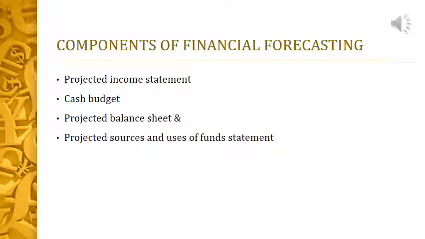Now, what are the components of financial forecasting, meaning what are the things that a company needs while doing financial forecasting? They are the projected income statement, cash budget, projected balance sheet, and projected sources and uses of funds statement.